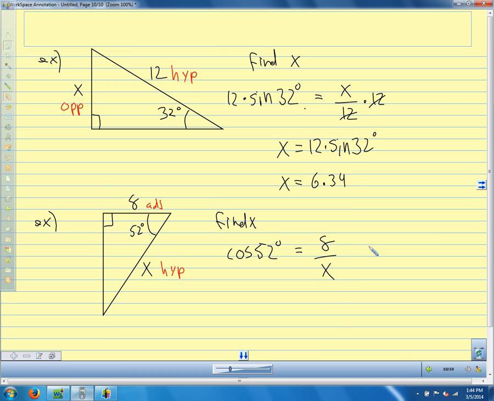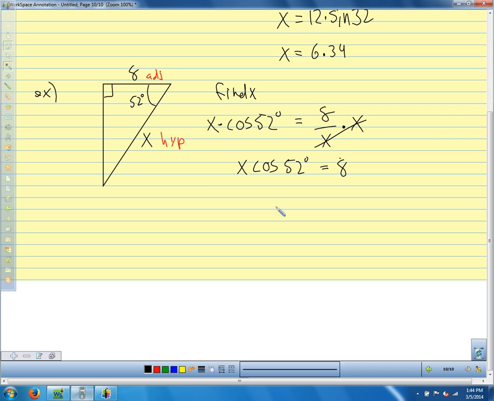This is the trickiest kind of problem that we'll do in this particular section. This is as tricky as it gets. How do we get this x out of the denominator? Multiply by x. So I'm going to multiply both sides by x. Those cancel, and I get x cosine 52 degrees equals 8. Well, cosine 52 degrees is just a number. So my problem now says x times a number equals 8.